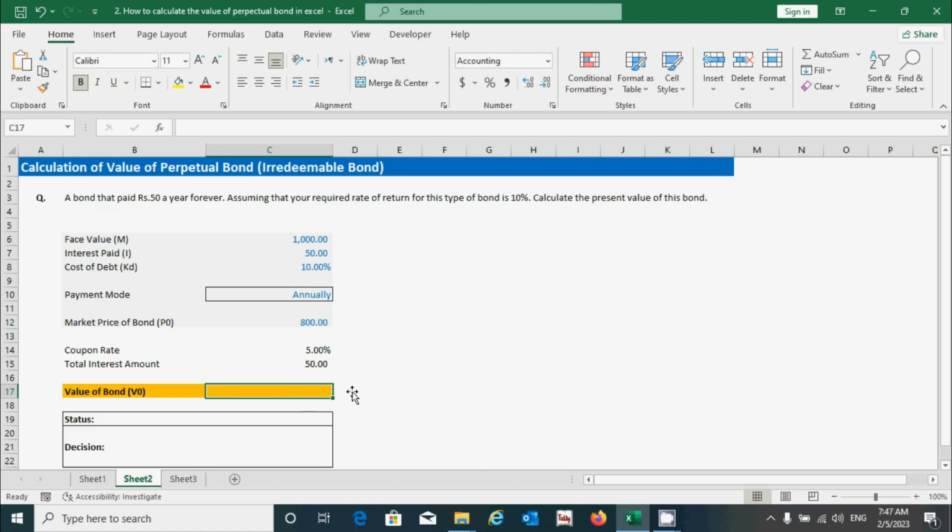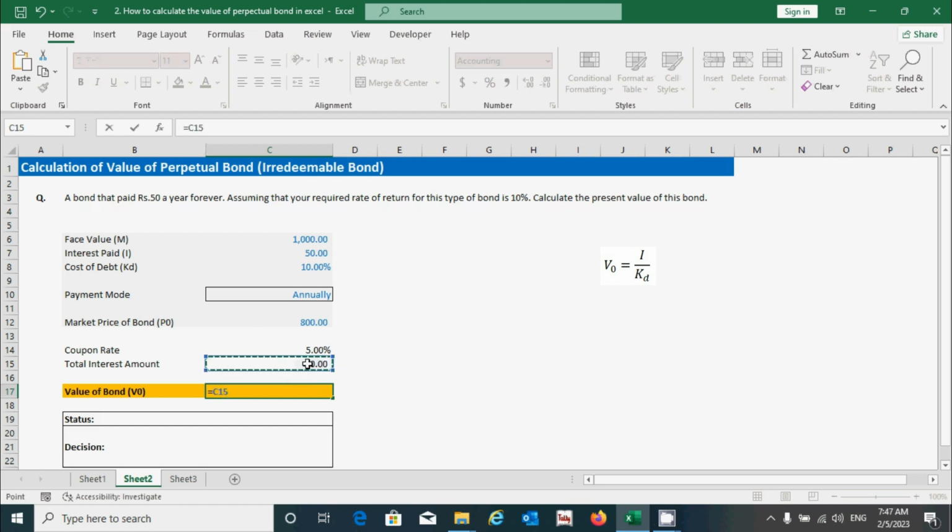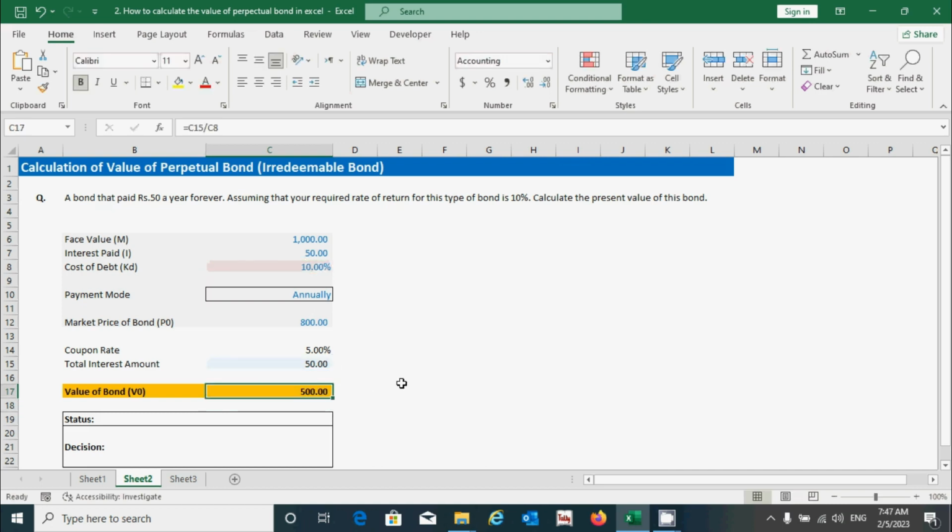A perpetual bond can be calculated by simply using the formula displayed here. You can see. So first press the equal to sign, and now just select this one to get the total interest amount, divided by KD, that is the cost of debt, which is this one. Alright, not the coupon rate. This is just a working note. Alright, now press the enter key. Alright, you can see 500 rupees as the value of our perpetual bond.